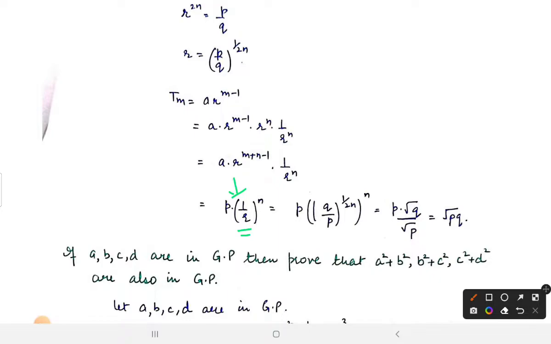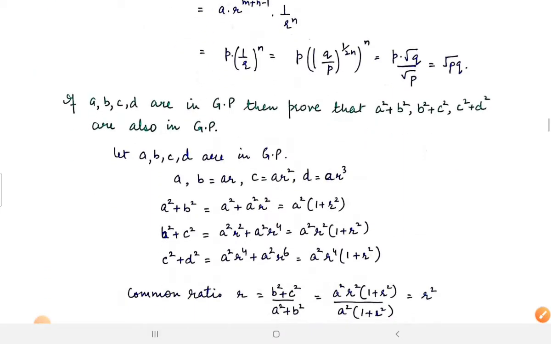So r is (p by q) to the power 1 upon 2n. So what is 1 by r? It is (q by p) to the power 1 by 2n. So n and n cancel. So it is under the root q upon under the root p. So it is p to the power 1 minus 1 by 2, so it is root p root q. Clear? p upon root p is root p and this is root q. So it is root pq.